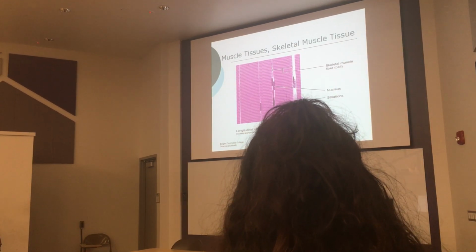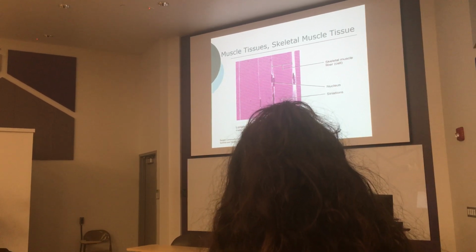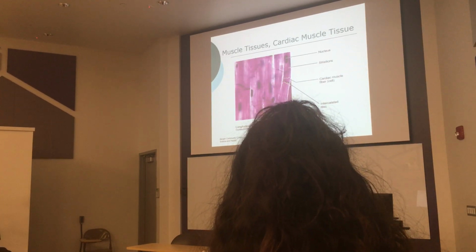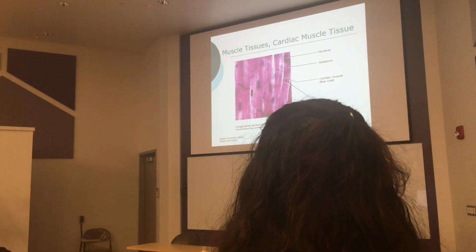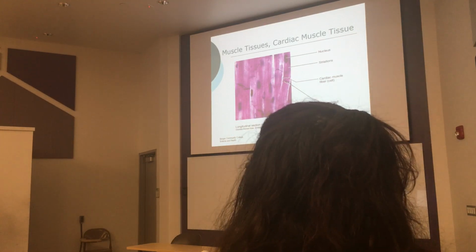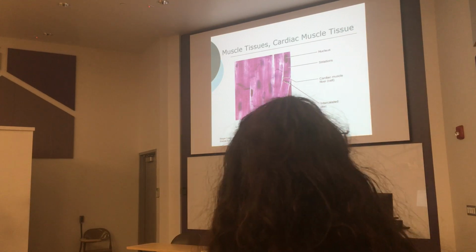This is skeletal muscle. See the striations here? That's what it looks like on a microscope. It's pretty cool. This is cardiac muscle. Again, you can see the striations. Notice what's cool about cardiac muscle. Cardiac muscle is autorhythmic. It gives itself its own electrical impulse. So we'll see that with the heart.